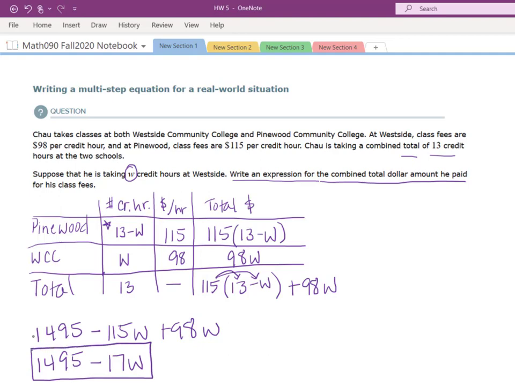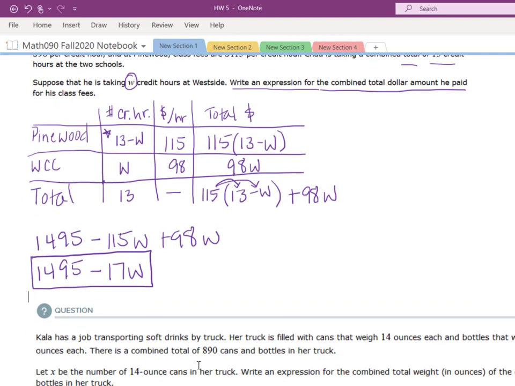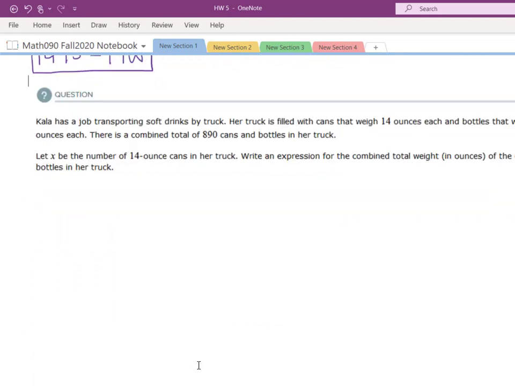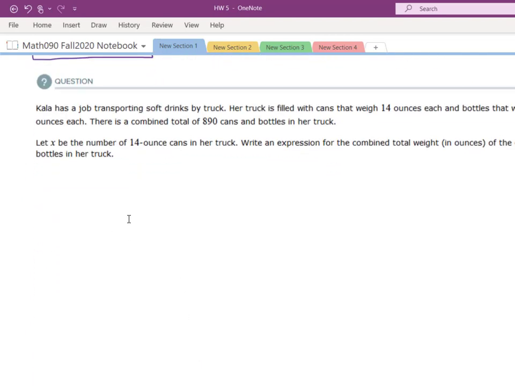All right. And so again, remember, you're not solving anything here because they didn't give us enough information. We don't know what to set this equal to. This is just practicing getting an expression for something kind of complicated. So let's do one more. And I might try doing this one without a table. You can decide if you think it's worth it or not.